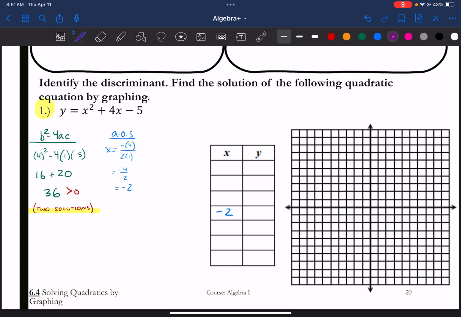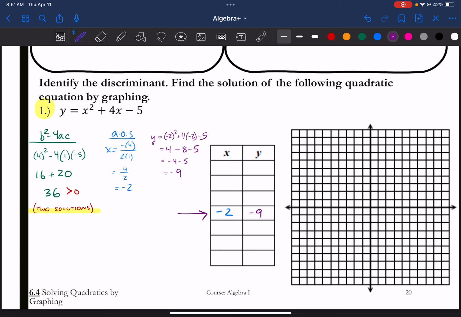And then, of course, I'm going to put my vertex right here in the middle. So I get y equals... I'm plugging back into the formula with my AOS, which is x. So you get a 4 minus 8 minus 5. So this gives me a negative 4 minus 5 gives me a negative 9. So my vertex is negative 2 comma negative 9.